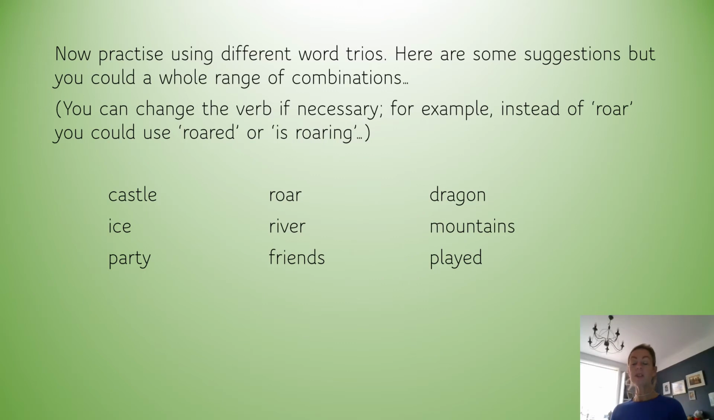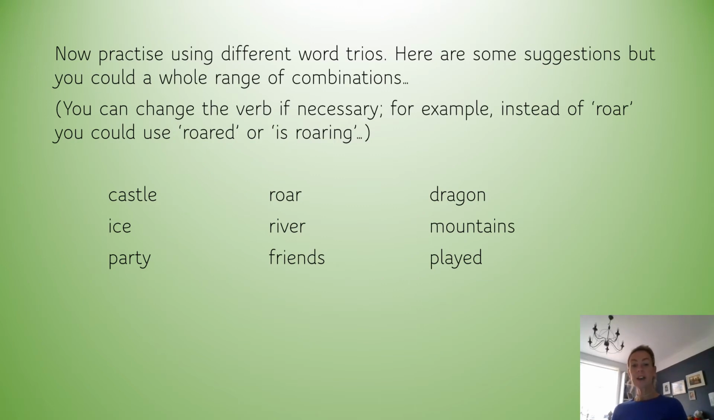And then once you've done your simple sentence, start adding in some description. What was the castle like? How did he roar? What was the dragon like? Where was the dragon? Add some extra detail to your sentence if you can. Your second choice of words is ice, river and mountains. How are you going to put those into a simple sentence? Once you've put them into a simple sentence, then add in your juice, add in your description.